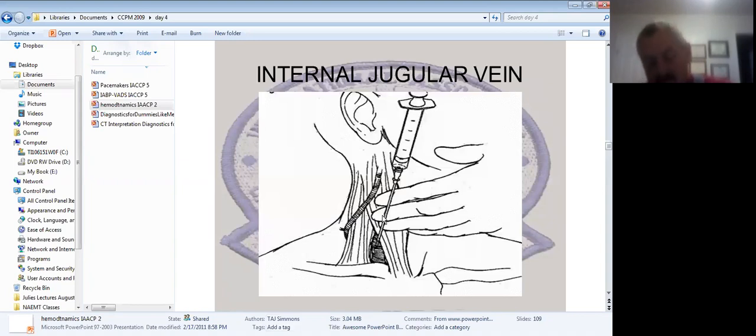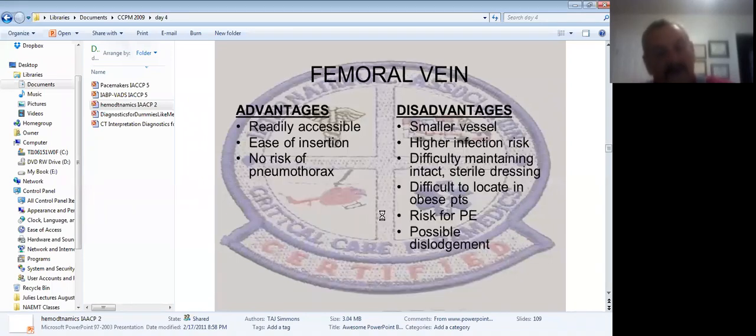You do have to manipulate the neck, so this is not a good technique to use in someone that you think might have a spinal or neck injury or some sort of central neurologic CNS insult. But they are reasonably easy to do with just a little bit of practice.